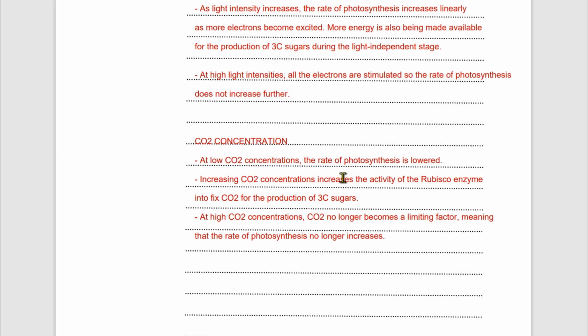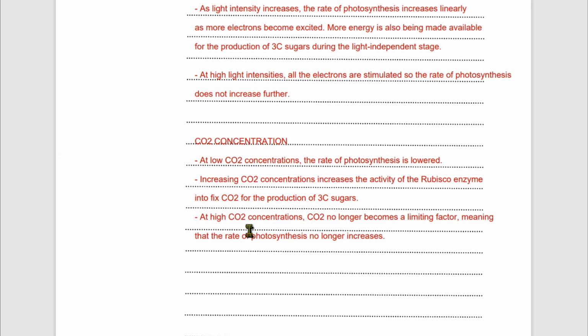So why does that happen? Well, that increases the activity of the enzyme called rubisco. Rubisco is kind of like what kicks off the whole photosynthesis process during the light independent stage. What that does is that it helps fix that carbon dioxide for the production of 3-carbon sugars.